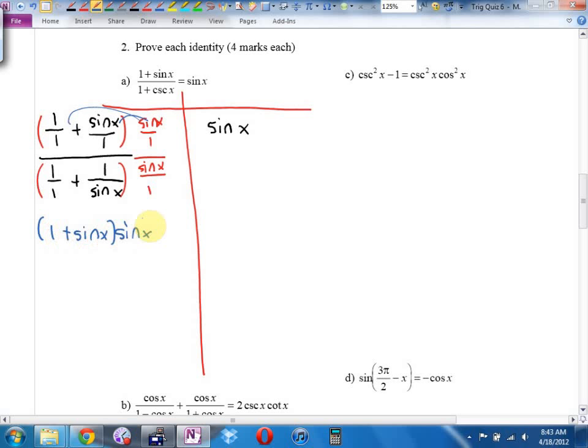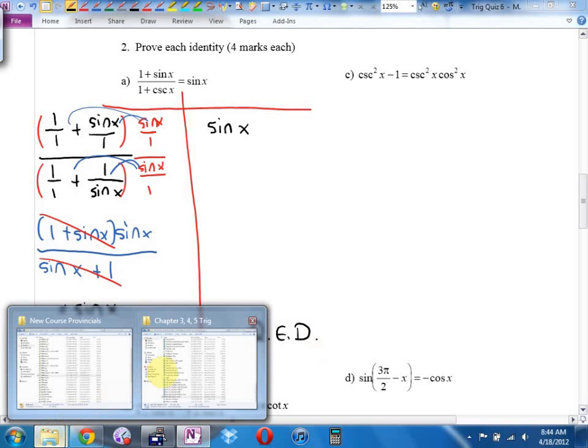They're all over 1. Can I get rid of the over 1s now? Yes. On the bottom, here nothing will cancel. I'll have a sine x. Here, a sine will cancel. I'll have a +1. Do you see now why I left the top factored? Can I cancel? Is the top factored? Ah! That's one way of doing it.